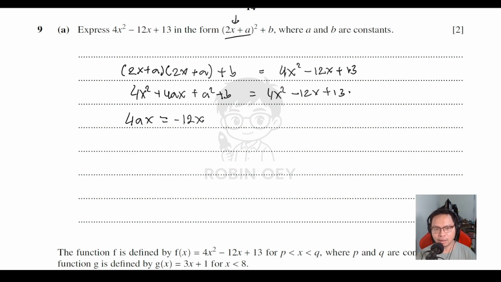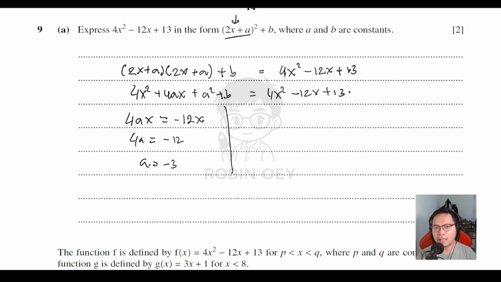So why do we choose this? Because on the left hand side, there is only one term that contains x, which is 4a. On the right hand side, we only have one that contains x, and the coefficient will be negative 12. So the coefficient 4a would be equal to negative 12, so a would be negative 3. Okay, that is for a.